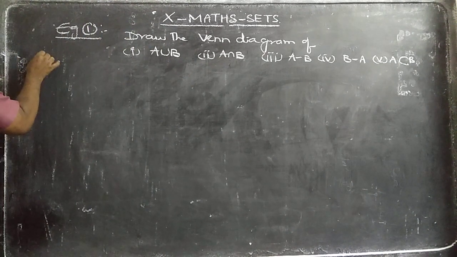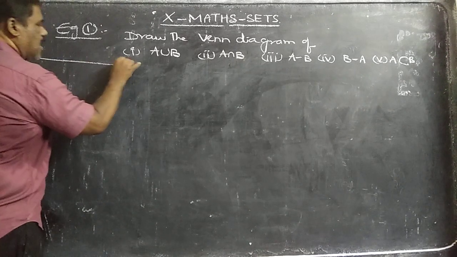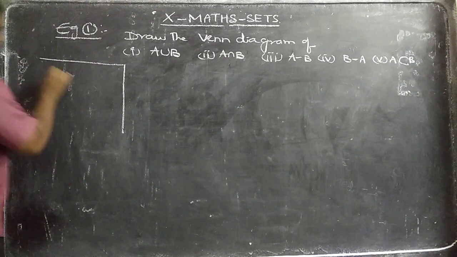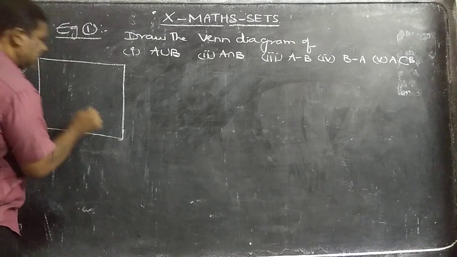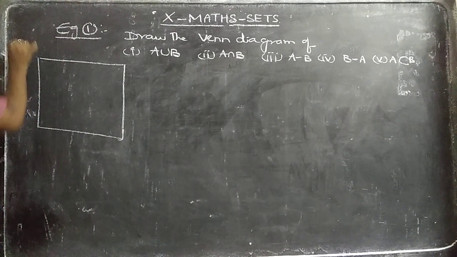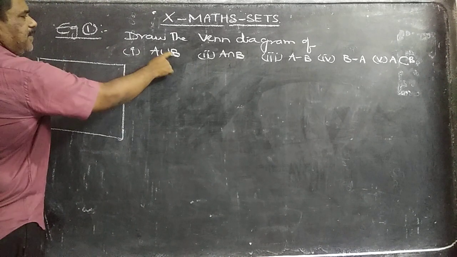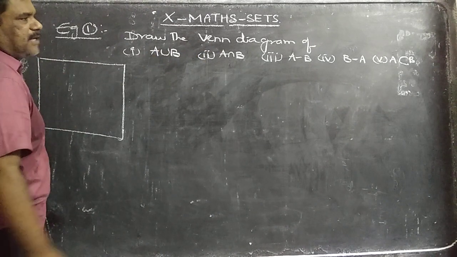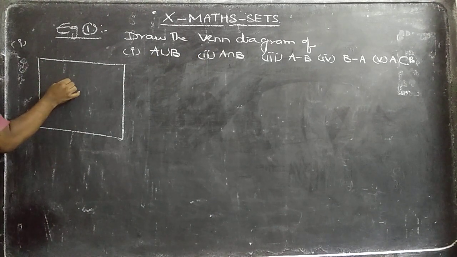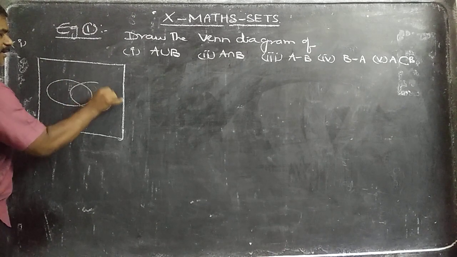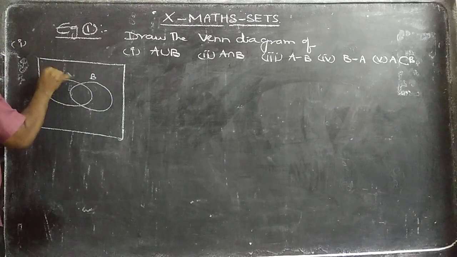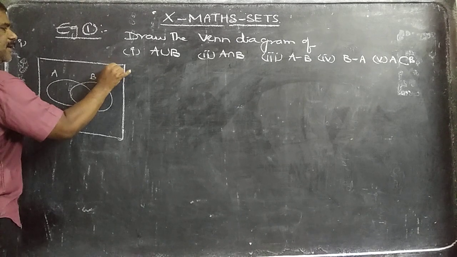In Venn diagrams, first we have to draw one box that is called universal set. Here A and B are two sets. In every problem there are two sets. So draw two overlapping circles. This is A, this is B. Universal set is represented by U.